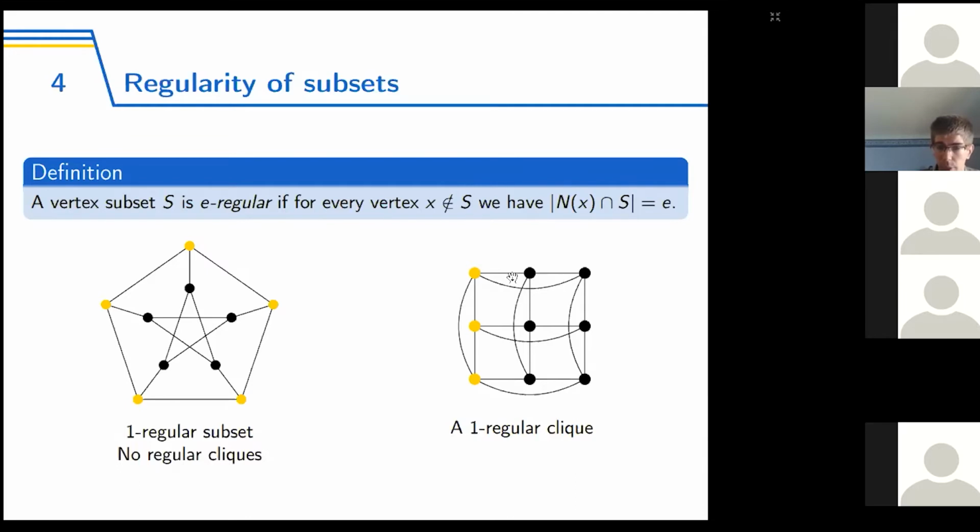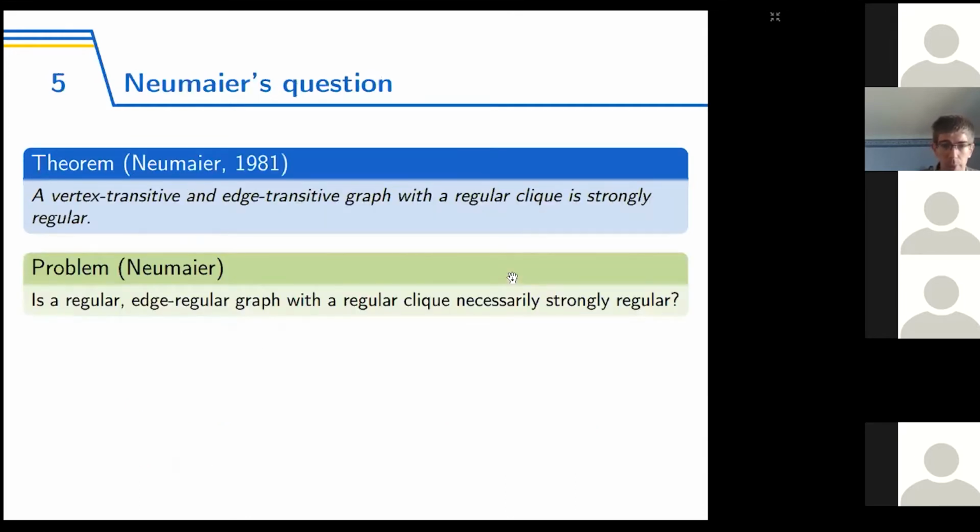Why do I introduce this? Because Neumaier in 1981 proved the following very nice theorem. He showed that if you have a graph which is both vertex transitive and edge transitive, and it has a regular clique, then it must be strongly regular. It is quite clear that vertex transitivity implies regularity and edge transitivity implies edge regularity. So these two combined with the regular clique give you the co-edge regularity.